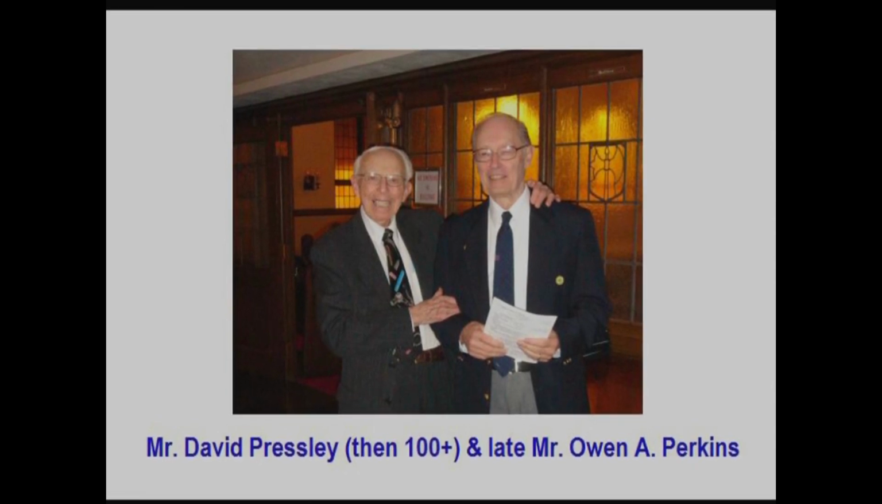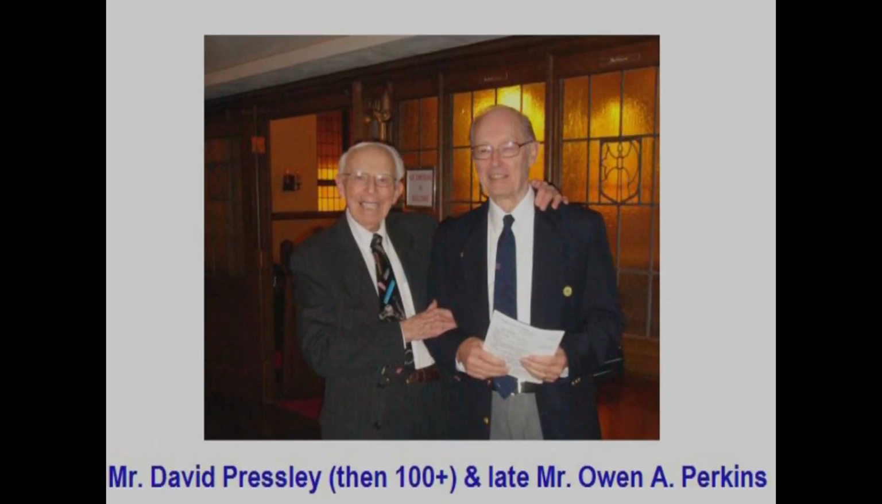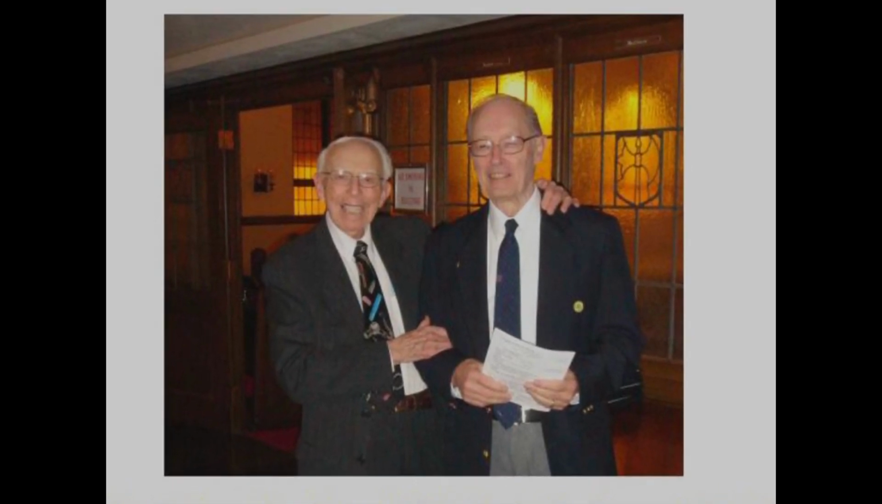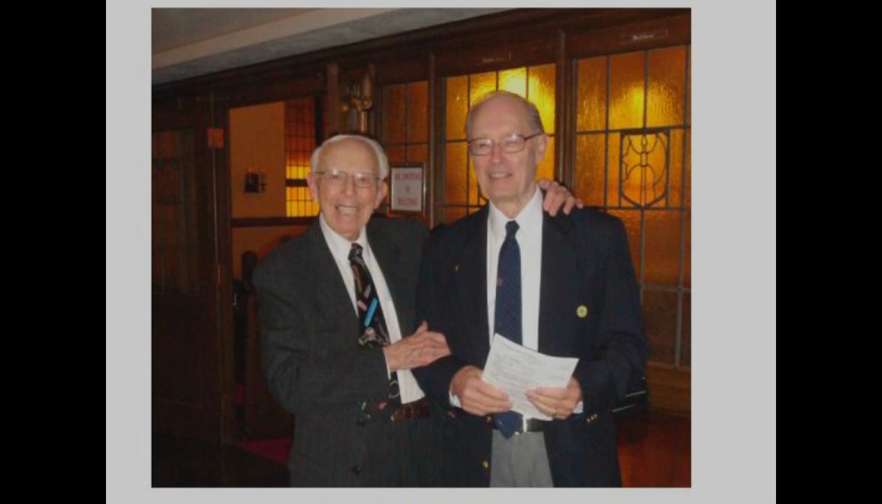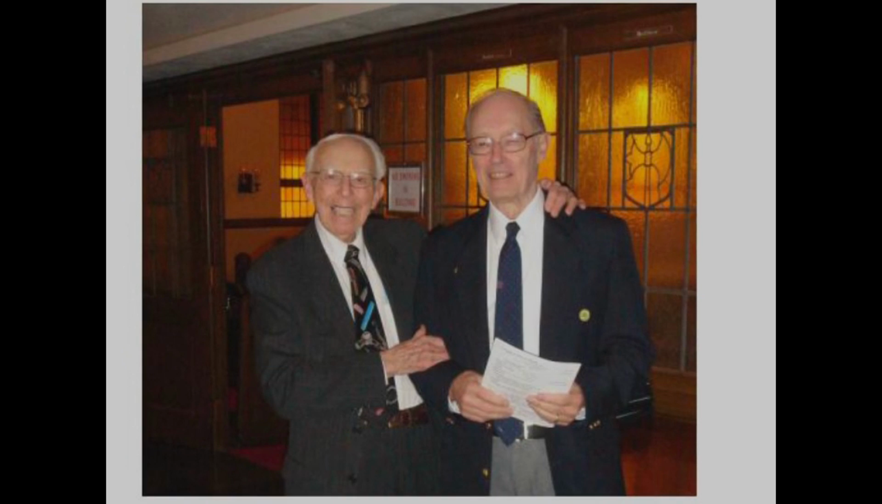Here's a picture of David Presley. He was then 100 plus. I think he passed away when he was about 102, as I recall. And Owen A. Perkins on the right here, who died very unexpectedly earlier this year, I believe. It was just a month or two ago. One of the major experts on Royal Oak history. He's going to be sorely missed for a number of reasons. This was at the Methodist Church. David Presley had worked at his business, cosmetology school, until he was in his early 90s. Just an amazing gentleman.